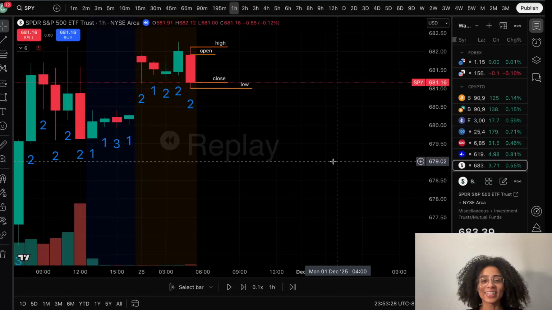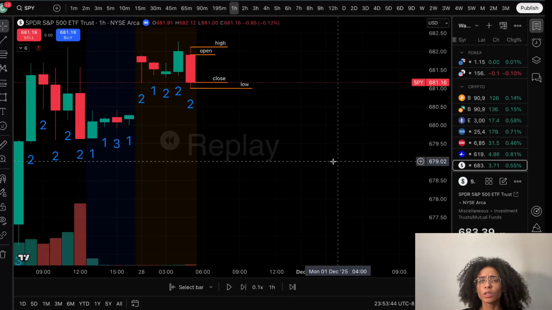Anatomy of a candlestick. High. What's the high? What's the open? What's the close? What's the low? How green matches green, how red matches red. Wicks. If a candle is more than 50% wick, I like to fade them, especially in higher time frames.